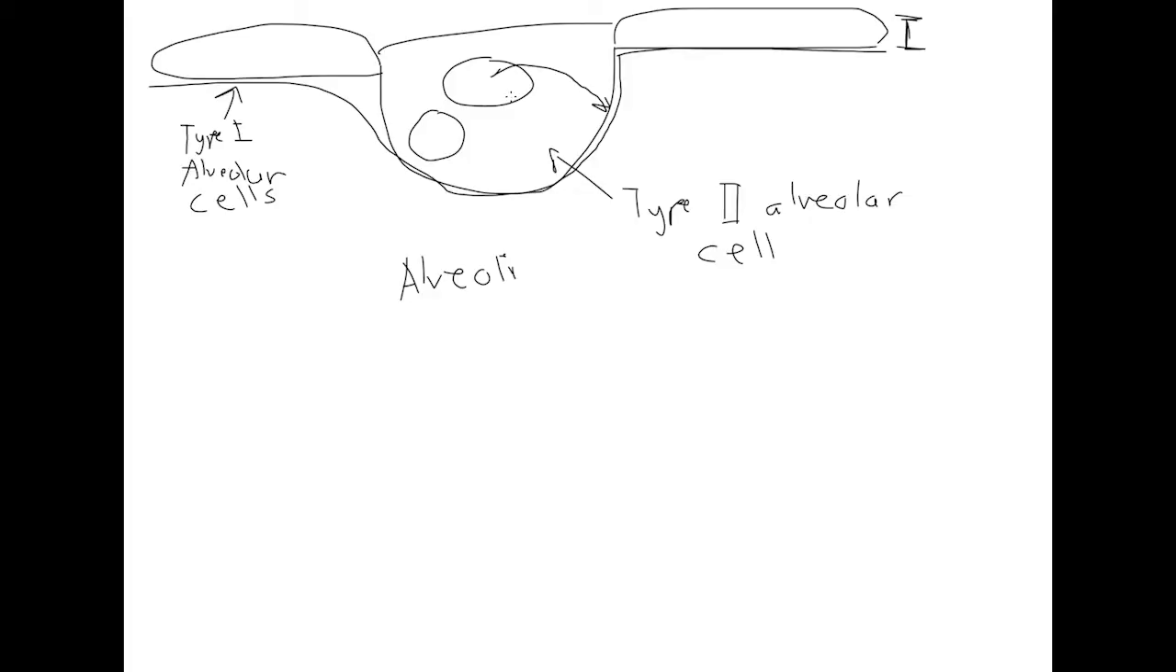And that will make the alveolus itself smaller. And when you're breathing out and there's already a force making the alveolus smaller, if there's also surface tension making the alveolus smaller, then the alveolus could collapse on itself. So, your type 2 alveolar cells produce surfactant to decrease surface tension and prevent this from happening.